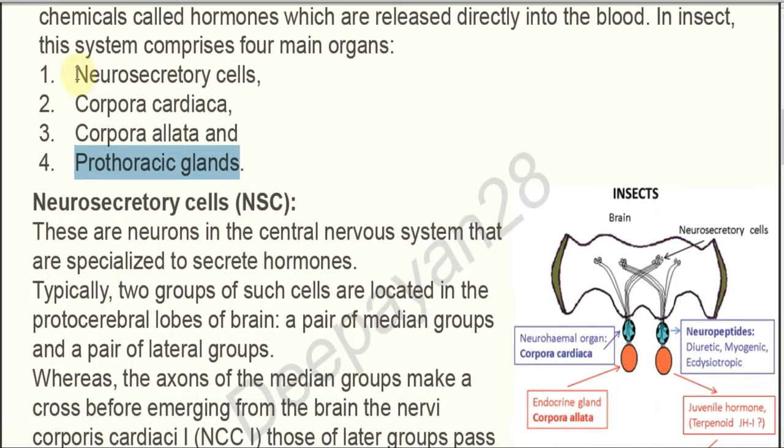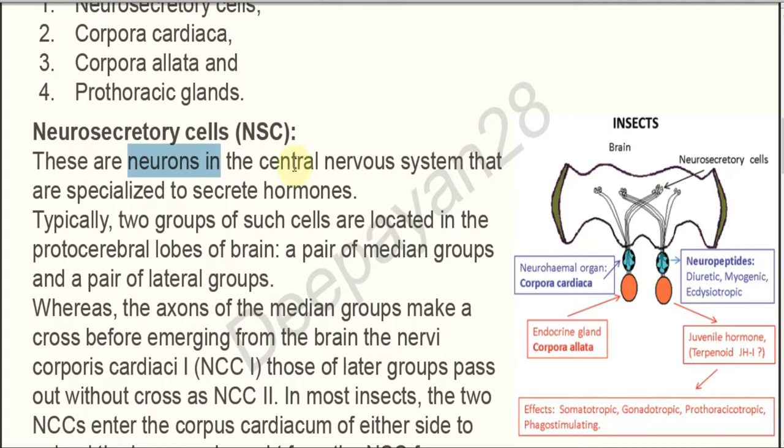So what is happening here? You see, neurons present in the central nervous system, that means in the brain, your neurosecretory cells will be there. How many neurosecretory cells are there? You can see these points, 1, 2, 3, 4. Can you see? Yes or no? Getting my point?